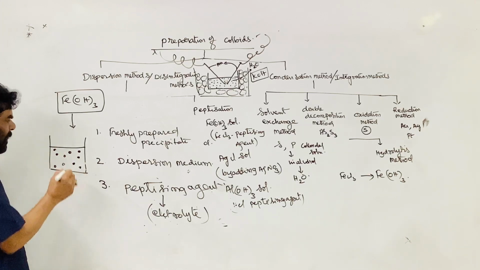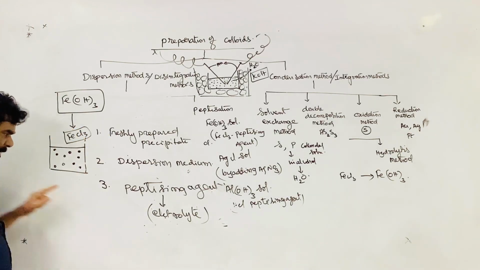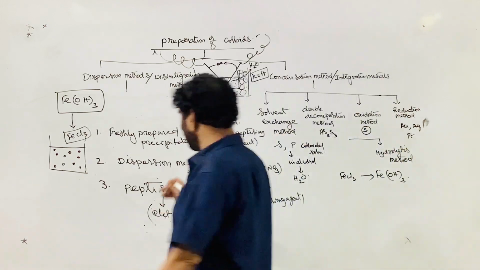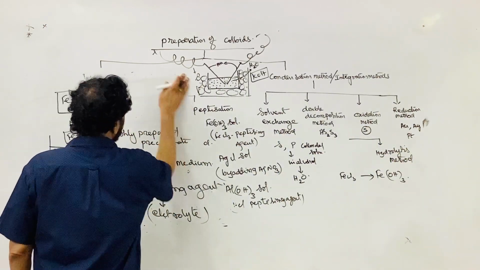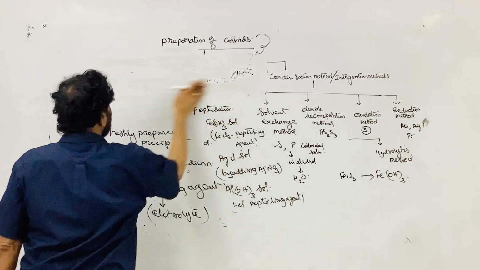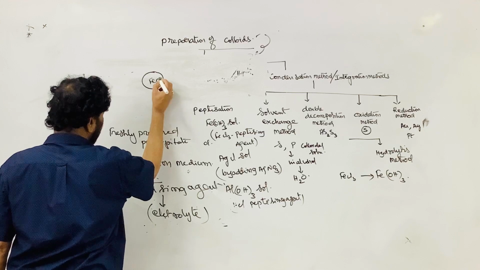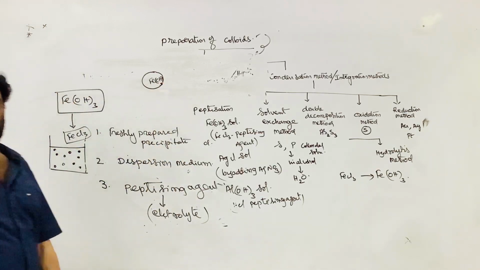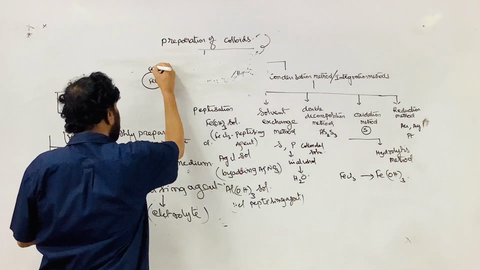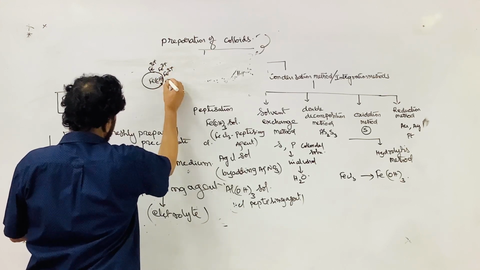Now to this you add ferric chloride, the peptizing agent. What happens when ferric chloride is added? The ferric hydroxide particles, which are in suspension form, preferentially adsorb ferric ions. Right? The common ion is adsorbed.